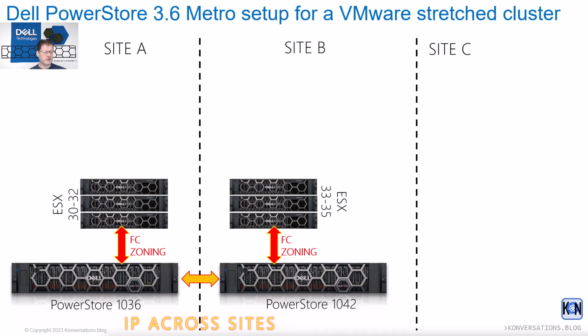As you can see, Fibre Channel zoning is only within the site. I've zoned the 3 ESX servers in each site to their respective PowerStores. The only WAN connectivity I have is the IP connection link across the sites.